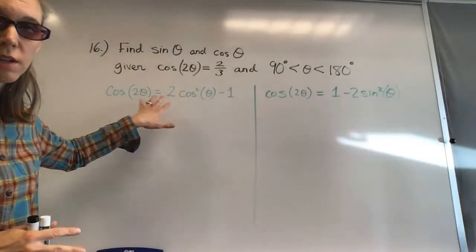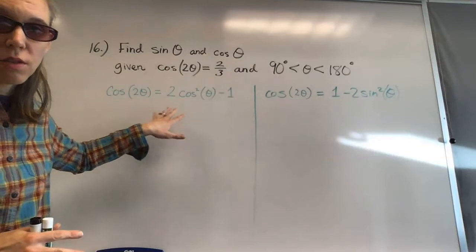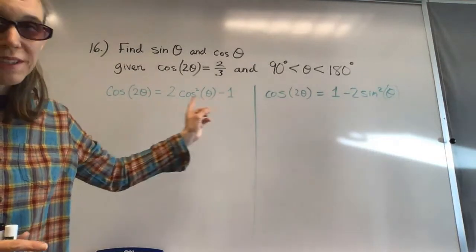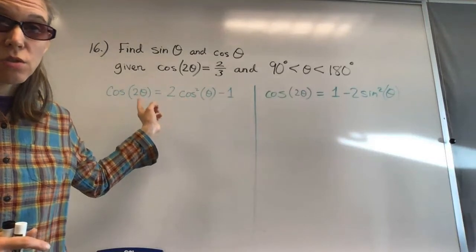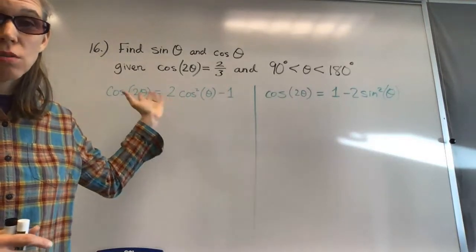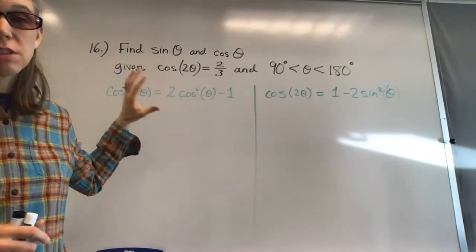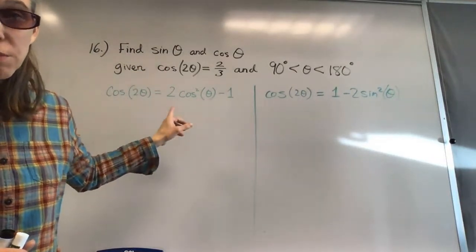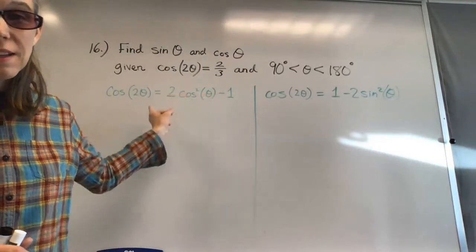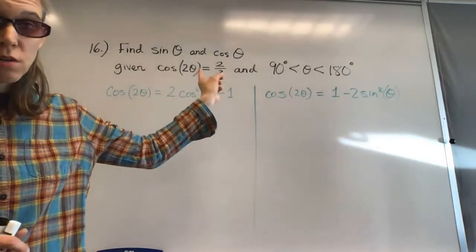Okay, so what I've done here is I've rewritten the cosine 2 theta formulas that have only a single trig function. But instead of writing the version that says 2x, I've written 2 theta. So I've applied the formula specifically to this problem's variables. Now I'm going to replace cosine of 2 theta in each one of these equations with 2/3.